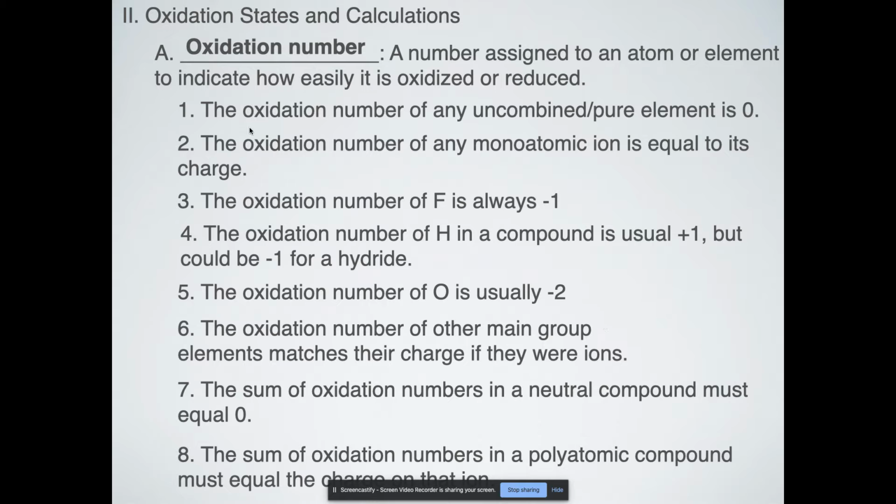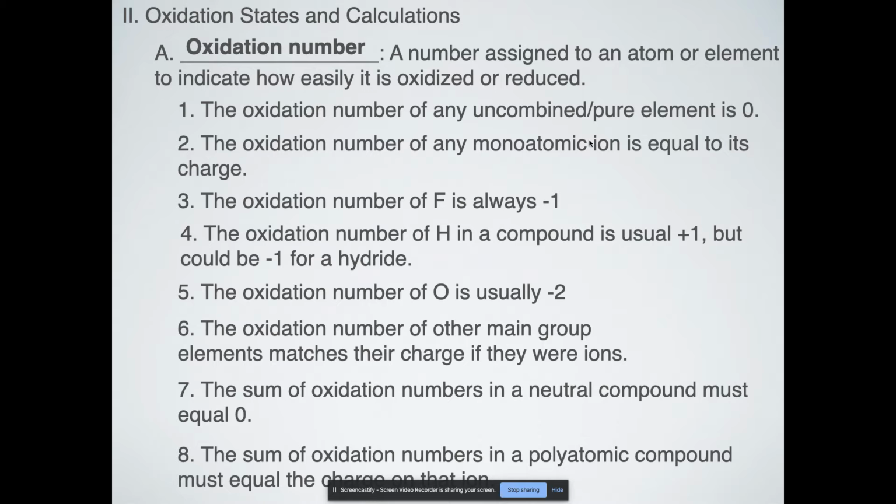There's just a list of about 8 rules. If you look at more detailed oxidation number rules, yes, there are probably more than this, but these are the only ones you need to know for situations that we will come across. The first one: the oxidation number of any uncombined pure element is always equal to 0. In our first example, that would be Cl2 and Na. Those were pure uncombined elements, and that's why their oxidation numbers were 0.